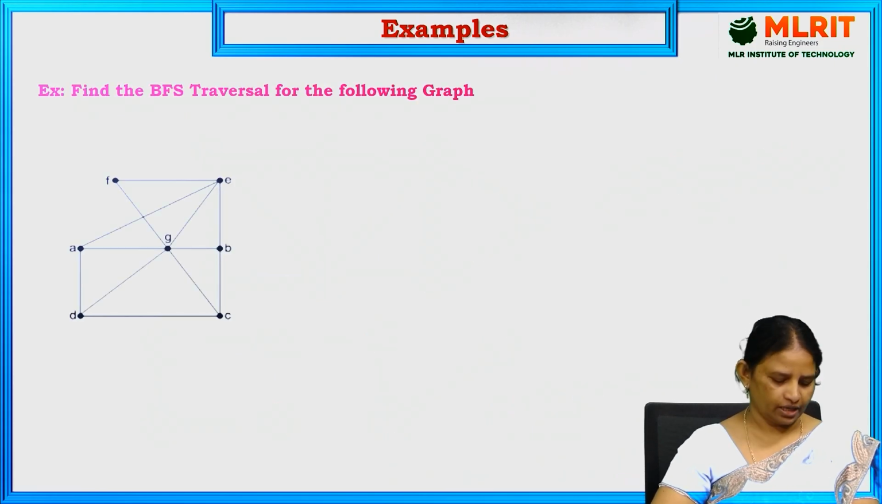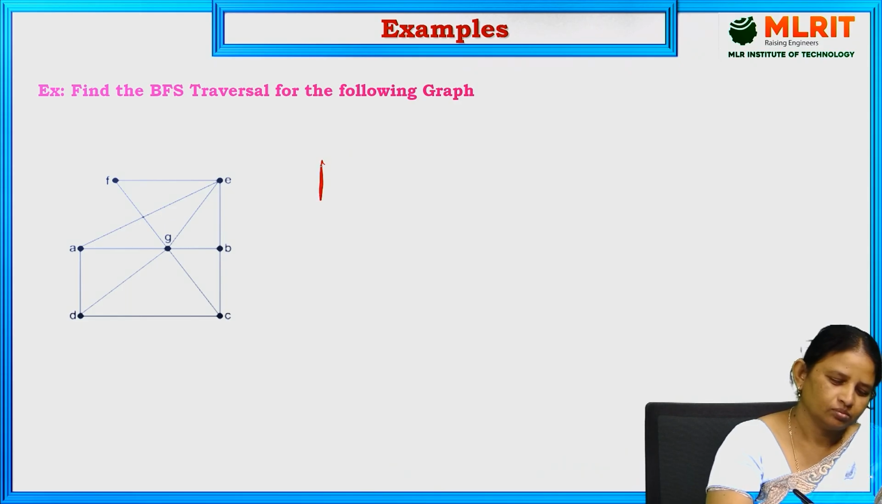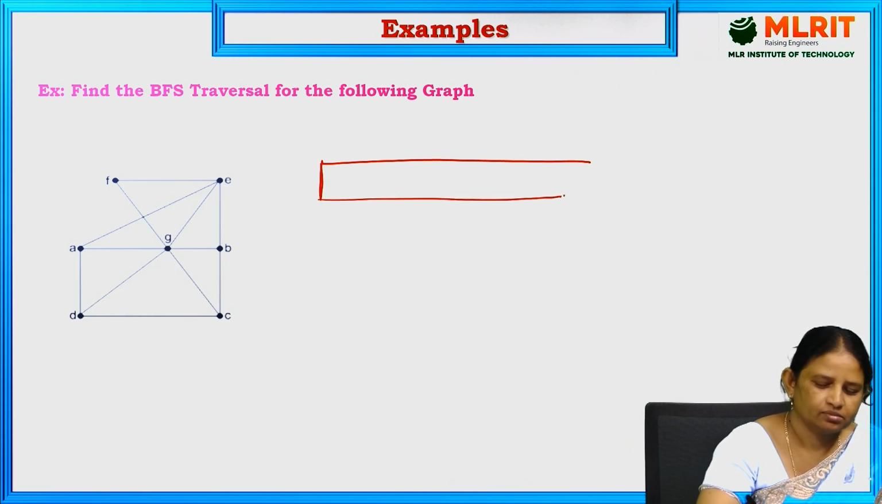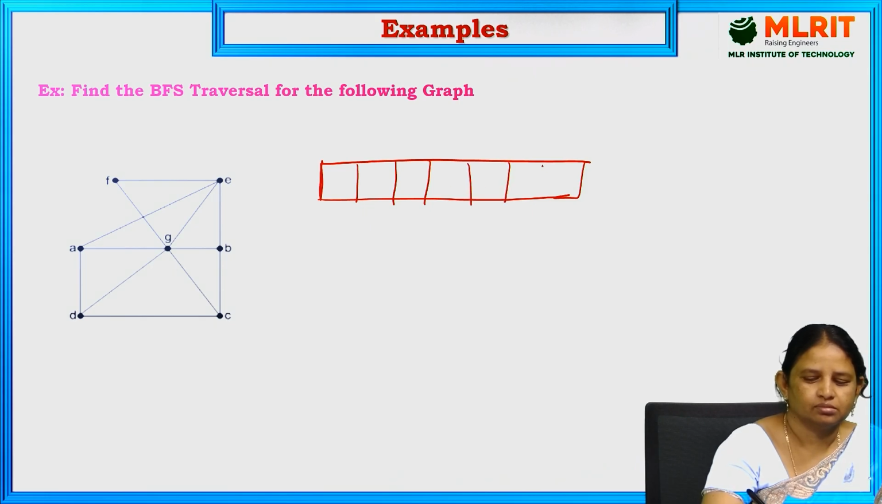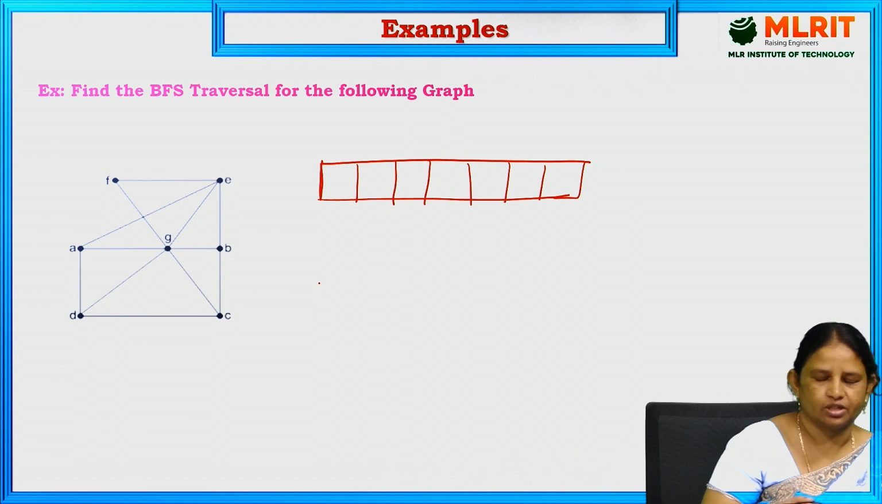Consider the following graph. Find the BFS traversal for the following graph. So what is the total number of vertices? 1, 2, 3, 4, 5, 6, 7. So the Q size is also 7. Next, first of all, A is visited. We can start the visiting process in any order.